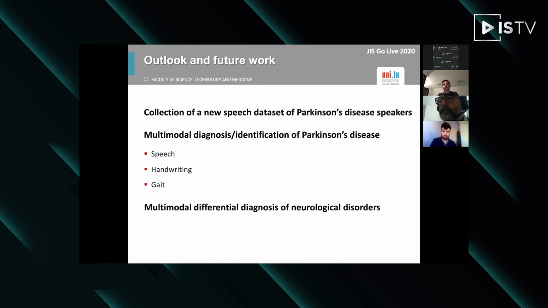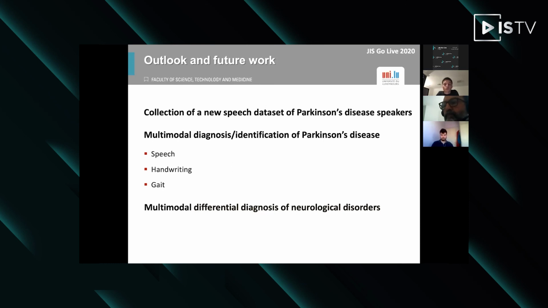Finally, we are soon going to start a collection of our own speech data set from Parkinson's disease patients. And there is a big study at the University of Luxembourg where already they're collecting different biomarkers from a cohort of 800 patients and 800 healthy subjects. And we applied for funding, and in case we are granted, then we are going to start collecting the speech as well from these patients. They're already collecting gait, so it will be possible to have multimodal assessment. So this is one of our aims for the future work.